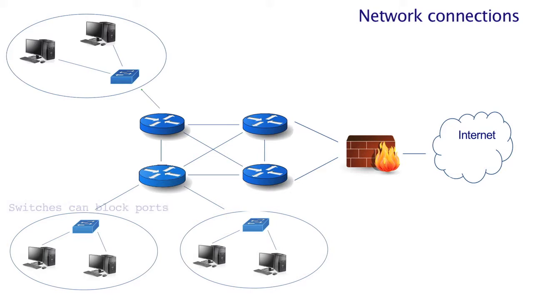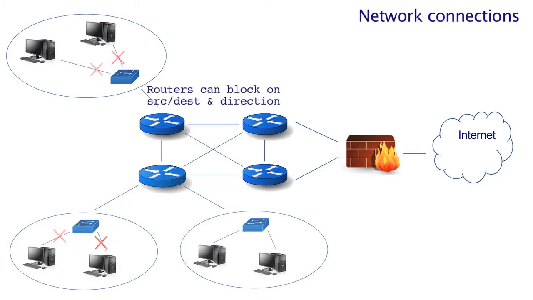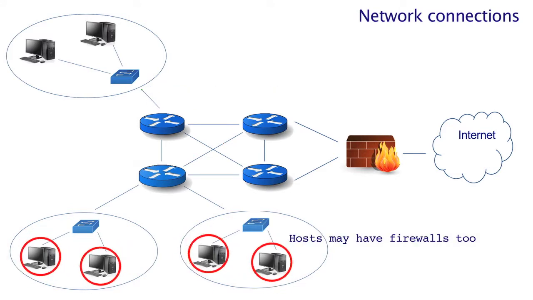For example, the switches can block based on machine address, and the routers can block based on source, destination and direction of traffic. We call these router rules access control lists. And we know that most PCs have firewall protection too. So when maintaining a system or upgrading its security, it's vital to understand how the network is designed. And it's also vital to have a solid network configuration management system so that when changes are made, they're documented.